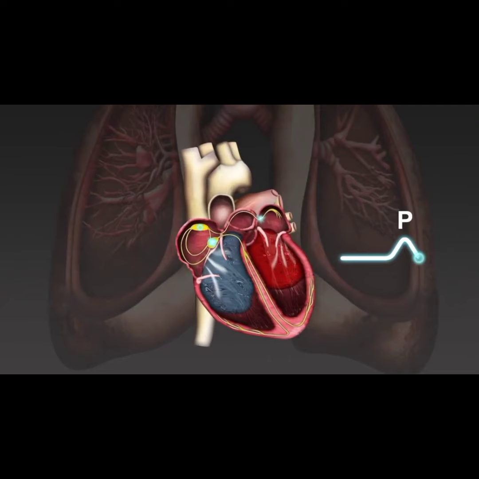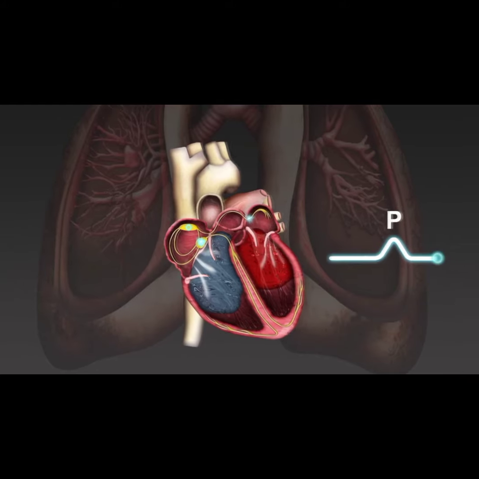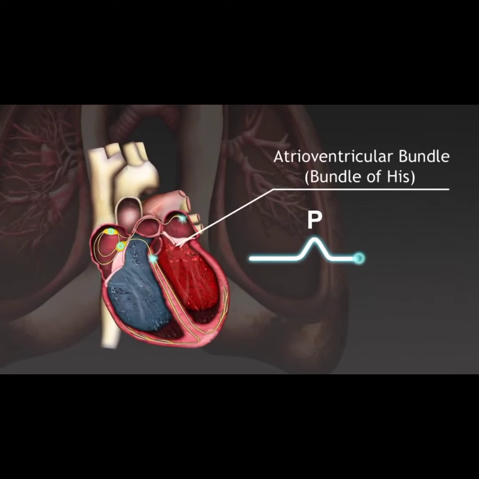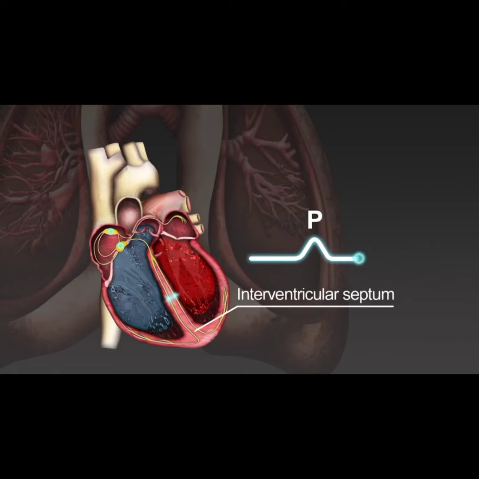The impulse then travels through the atrioventricular node, producing a flat section on the ECG known as the PR segment. The PR segment is flat because no current is flowing through the cardiac muscle cells. As the impulse travels from the AV node to the bundle of His and along the upper part of the septum, the Q wave is produced.